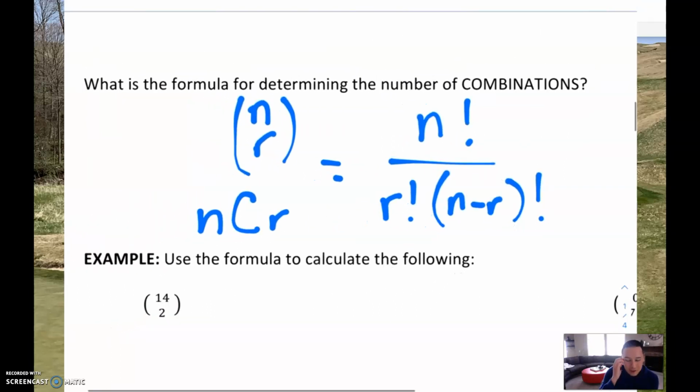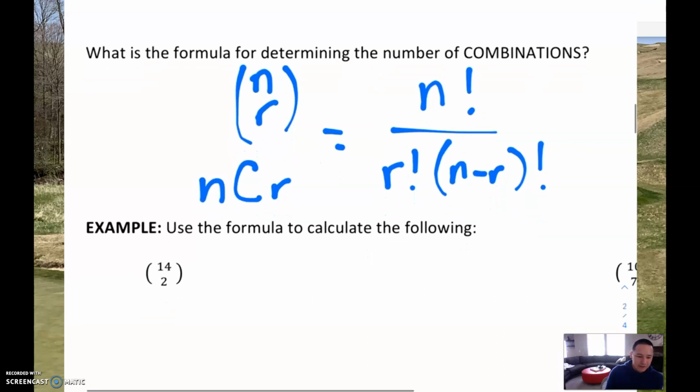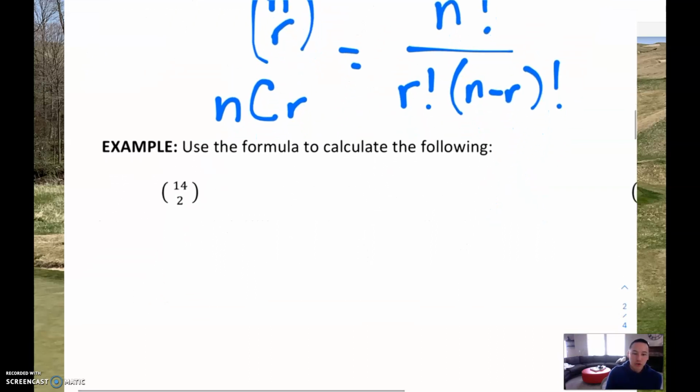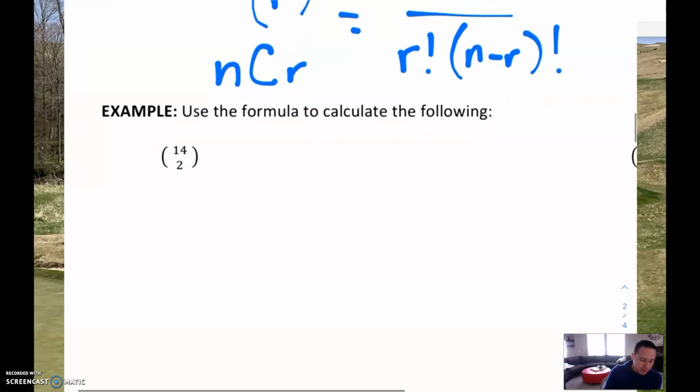Don't be super freaked out by the factorials. They're not so bad. So we're going to use the formula to calculate the following. We have 14 choose 2. So that's kind of how you say it. You have 14 things and you're going to choose 2 of them. Pretend McDonald's has 14 different toppings they can offer on their sandwiches. You're going to choose 2 of them. So how many ways could you choose those 2?